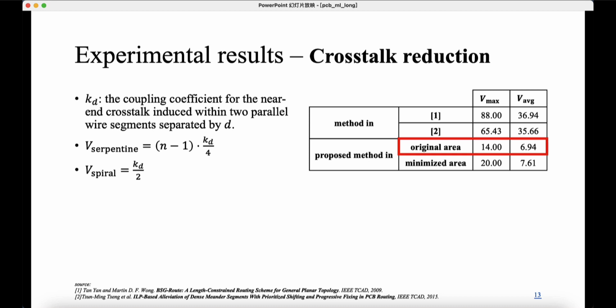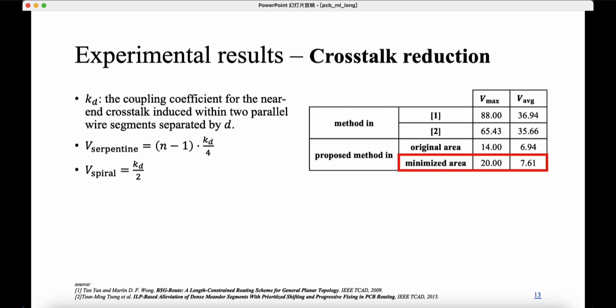Compared to the method in 1 and 2, the maximum and average levels of crosstalk in our routing result are at least 39% lower. When the total routing areas are reduced, the shrunk space increases the number of spirals and, consequently, the crosstalk magnitude. Still, our method can significantly reduce the disturbance caused by crosstalk noise in designs with a small free space ratio.